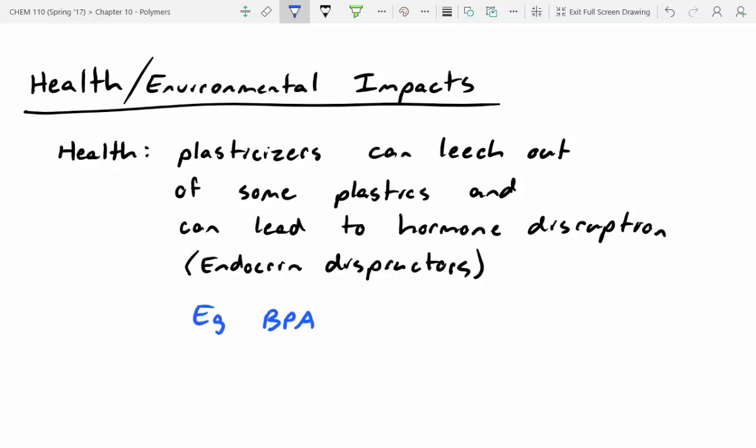Do you know about Hydroflask? I think those are all BPA-free. Yeah, they're pretty expensive, but they're nice. Yeah, they're really nice. So BPA is the big health impact that most people are aware of. The environmental ones are also pretty important.